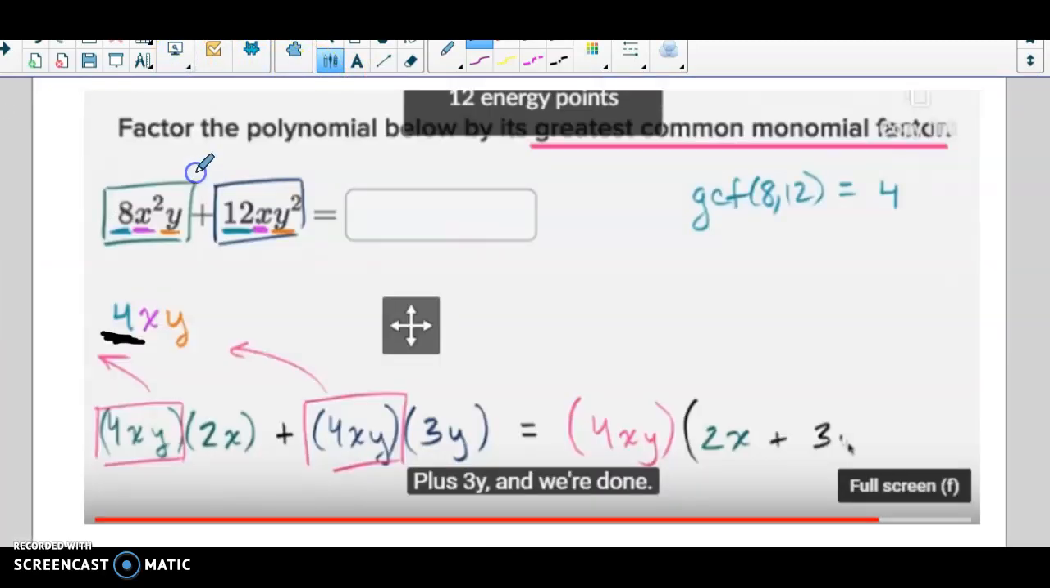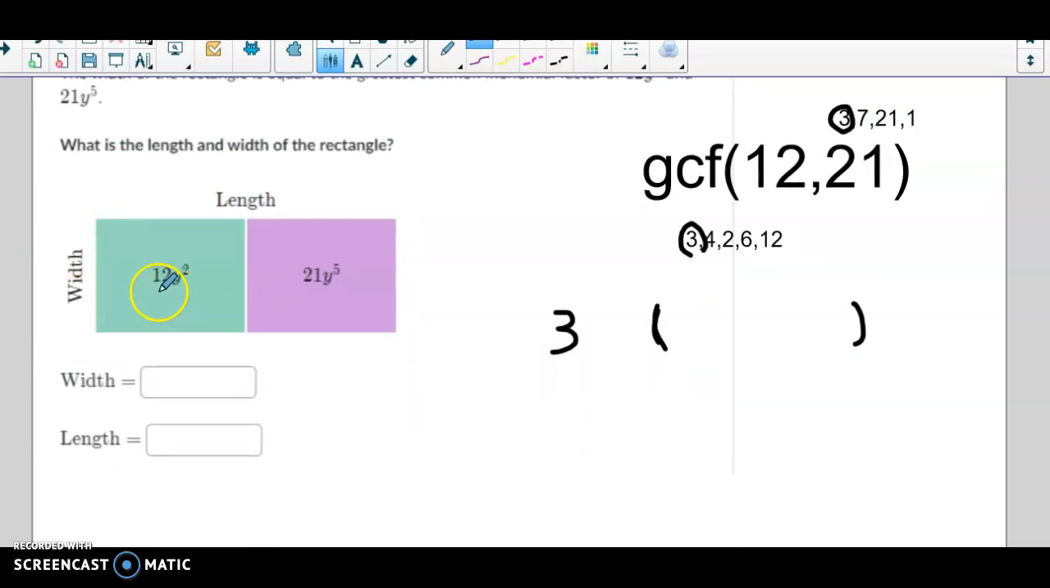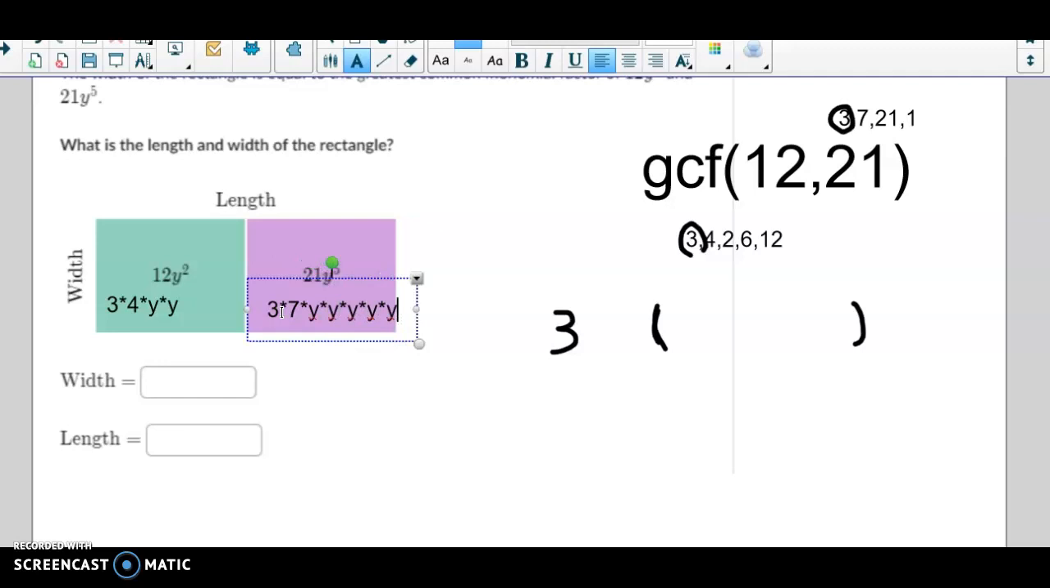Our next step is to figure out what else we can take out. We have 12y squared and 21y to the 5th. Instead of writing 12, think of this as 3 times 4 times y times y, 2 y's because it's y squared. And think of this as 3 times 7 times y times y times y times y times y, because it's y to the 5th power. So 1, 2, 3, 4, 5 y's.